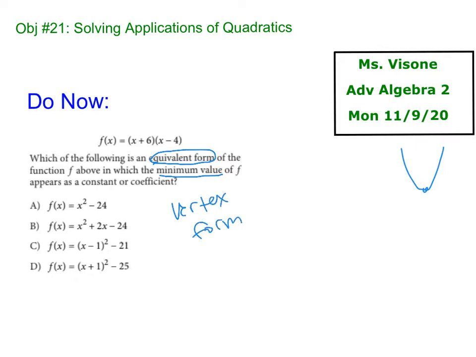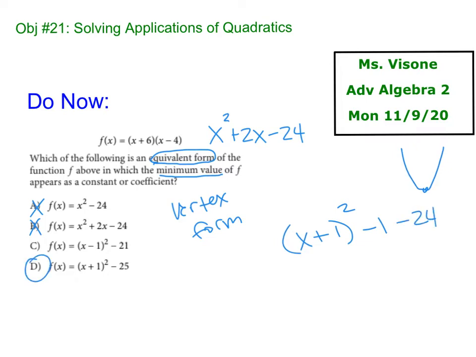Right? So if I multiply that out, I get x squared plus 2x minus 24. So they want me to complete the square. So you could actually complete the square if you want to cheat. You could go through, right, it's not A or B, and figure out what that number is. So x, half of 2 is 1, squared, minus 1, minus 24. So it's D.